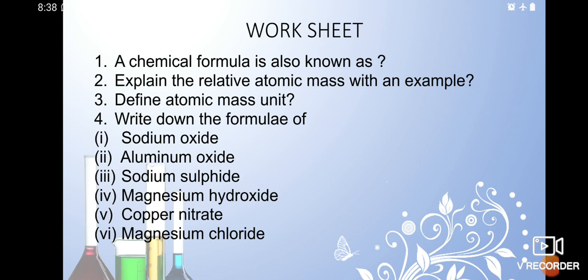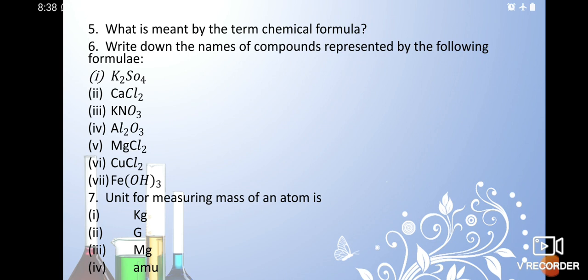And the fourth one, write down the formulae of sodium oxide, aluminium oxide, sodium sulfate, magnesium hydroxide, copper nitrate, magnesium chloride. Okay. Then the fifth question is, what is meant by the term chemical formula? So you have to write the definition of chemical formula here. And write down the names of compounds represented by the following formulas. I have given you some formulas, and you have to write the names for those formulas.